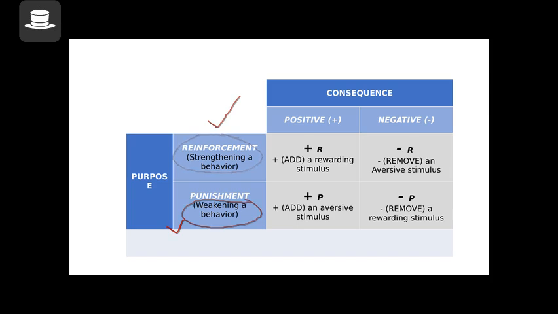Similarly, the intended purpose of conditioning can be achieved in two different ways, either by adding a stimulus or by removing a stimulus. When you add a stimulus, it's called positive reinforcement or positive punishment. When you remove a stimulus, you call it negative reinforcement or negative punishment.